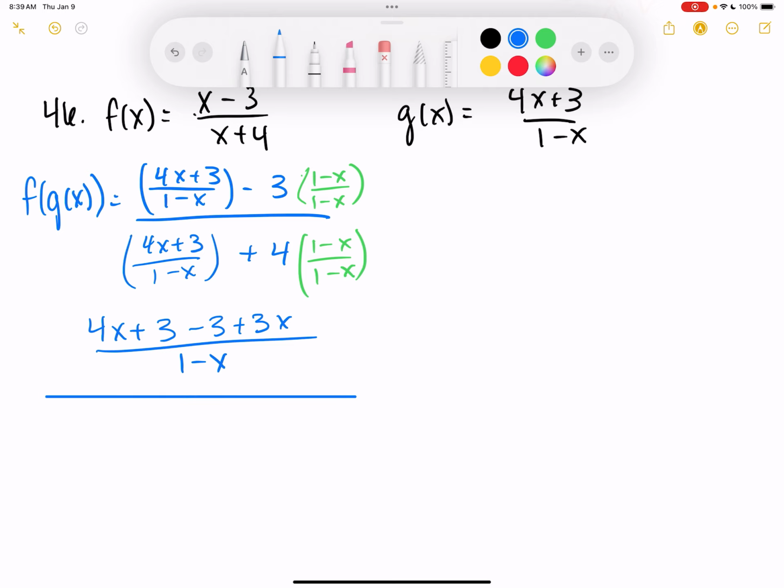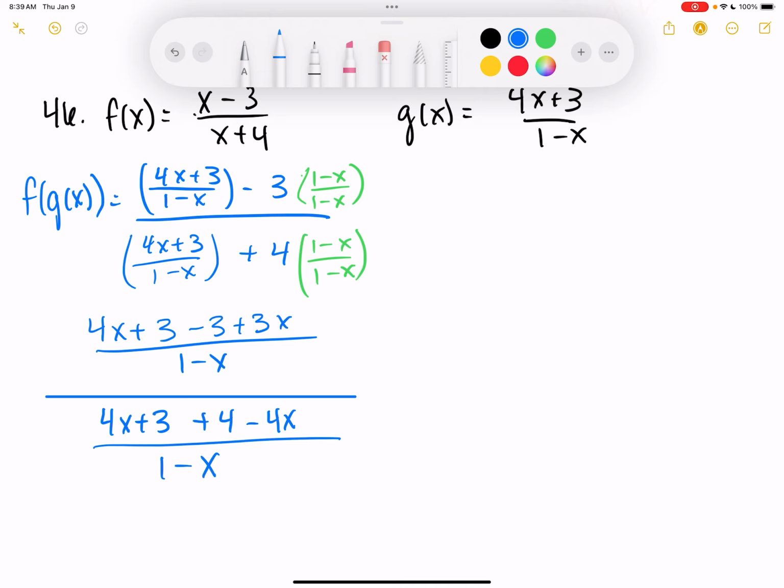And then that's over the denominator piece down here, 4x plus 3 plus 4 minus 4x. And then again, I have a common denominator, so 1 minus x.